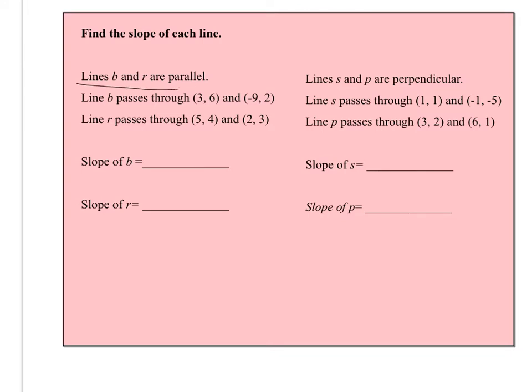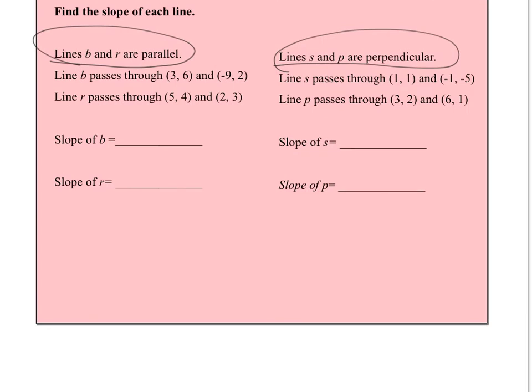So lines B and R are parallel. Lines S and P are perpendicular. Let's figure out what's going on. Line B passes through these 2 points. Line R passes through those 2 points. So basically, we're figuring out slopes.